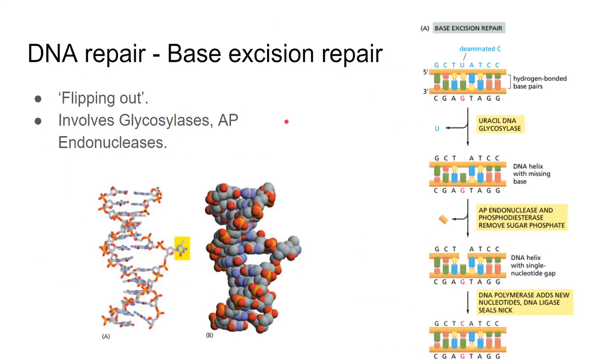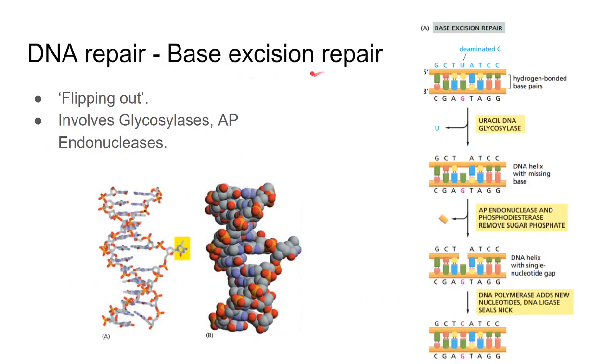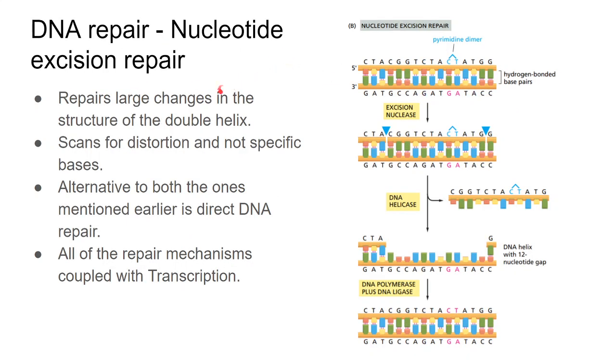Like the glycosylases, the enzymes involved in nucleotide excision repair, NER, and this is BER, so the enzymes involved in NER do not care about individual bases. They will come, they will scan the entire genome, and then they look for distortions. They will look for large scale distortions. They don't care about individual base pairing. It scans for bigger distortions, and so a pyrimidine dimer is a distortion.